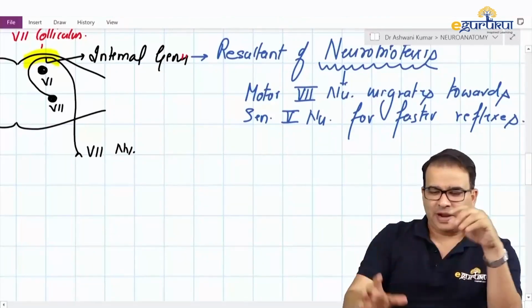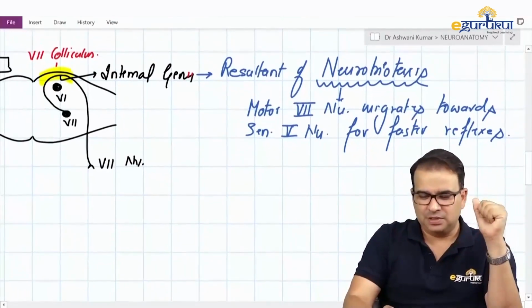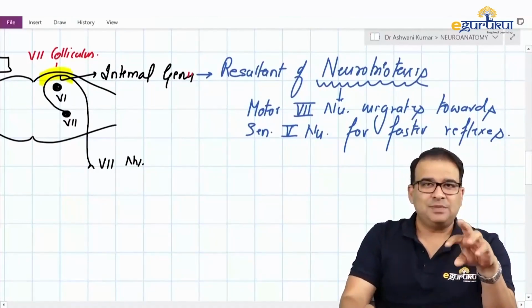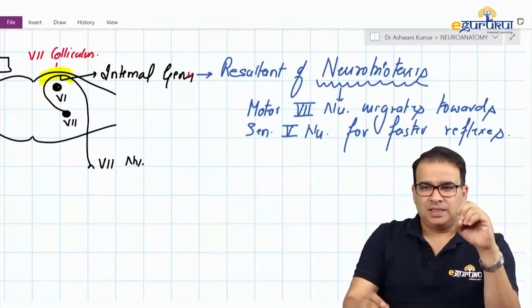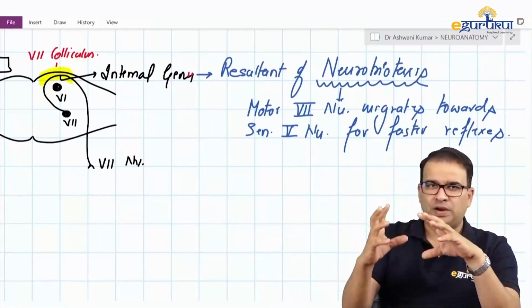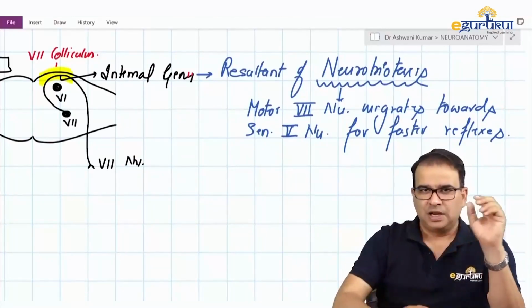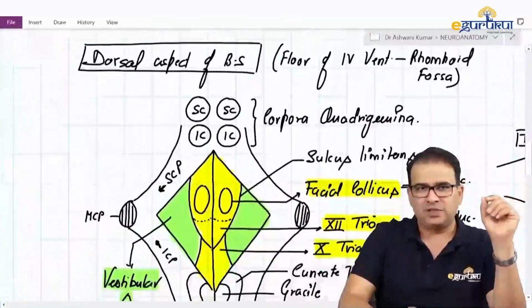Now, how the examiner tried to trick us in this question: I've seen this question asked in AIIMS twice in a row, and both times the question was entirely different. They gave a picture of the floor of the fourth ventricle, the same picture both times, and the arrow was pointed at the facial colliculus. Now let me bring it back here. This is the facial colliculus you have here.